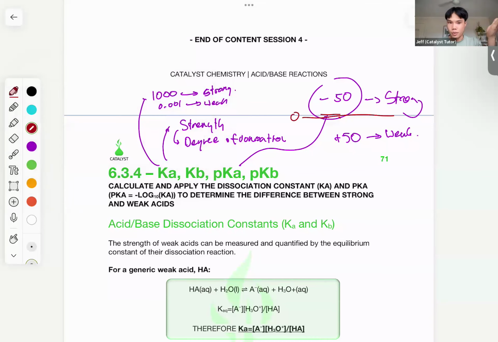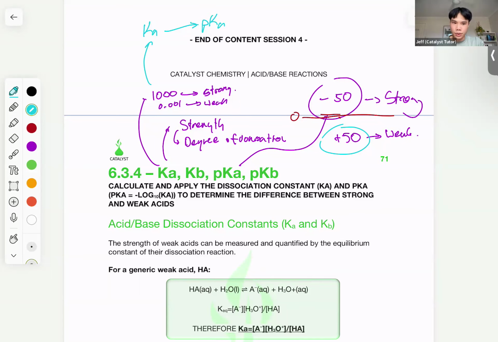So if it's a negative pKa or negative pKb, that suggests a strong acid. And you can try this in your calculator if you don't believe me. Try convert a Ka of 1000 into a pKa. Tell me what you get. And for a weak acid, it's the opposite. If you have a positive number, it's suggestive that it's a weak acid.